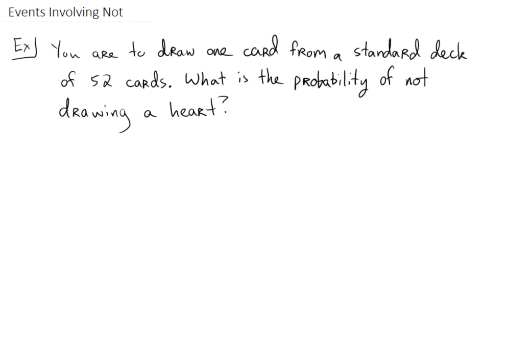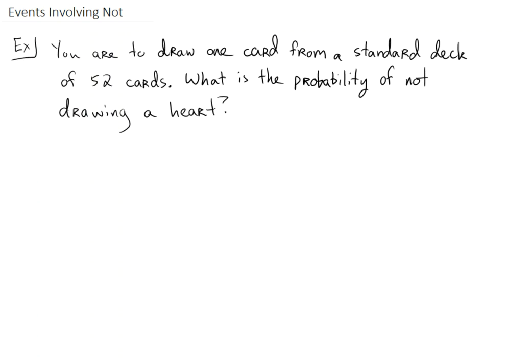Alright, so we are going to draw one card from a standard deck of 52 cards, and we want to look at what the probability of not drawing a heart is. Now in this case, finding directly the probability of not drawing a heart is more complicated than finding the probability of drawing a heart. We've actually already done stuff like finding the probability of drawing a heart. However, in this case, it isn't too bad to find the probability of not drawing a heart directly, but we're going to use this as an example to build this idea of how to use complements.